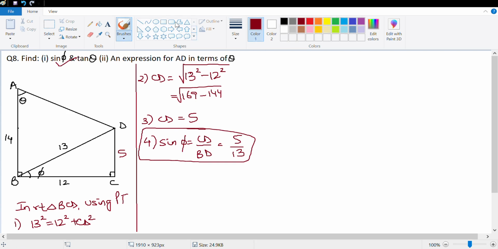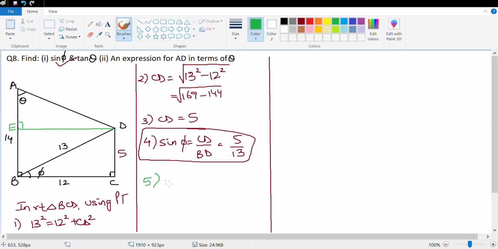Next, I need to calculate the value of tan theta. Now tan theta, let's look at, can I find any right angle triangle here? For this I don't see a right angle triangle, so maybe I should draw a perpendicular from D onto AB. If I draw a perpendicular here, then I have a right angle triangle. Let's call this point E.